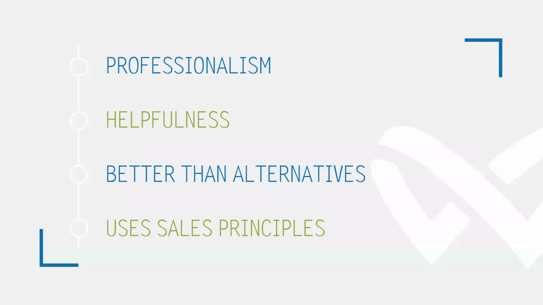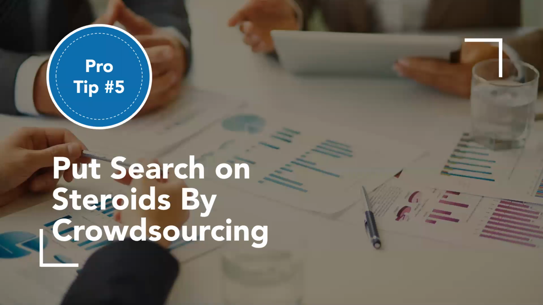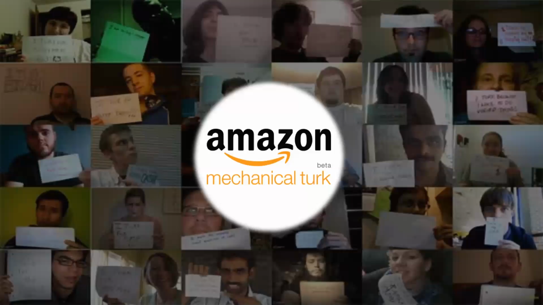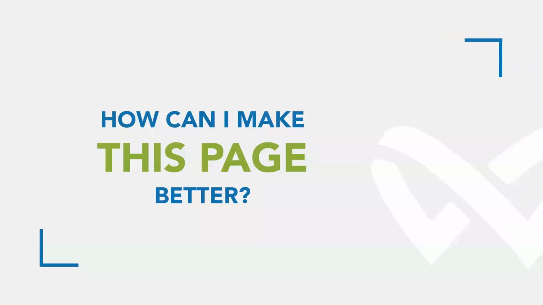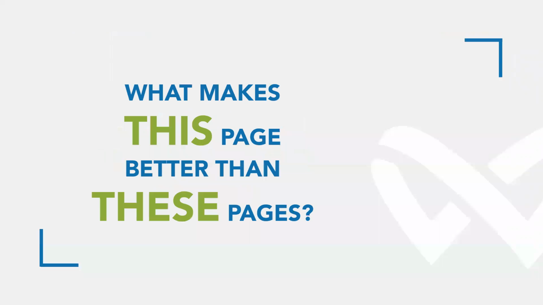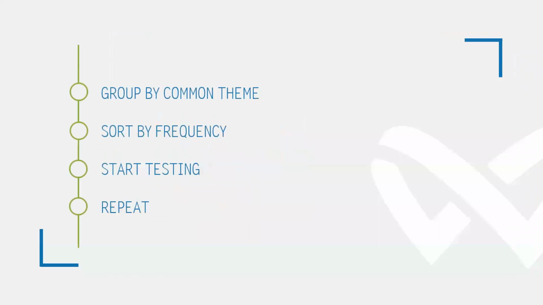One of our favorite things to do here at Wiedemann Consulting is using crowdsourcing. We'll go to Mechanical Turk and ask 1,000 users, or maybe even 500 users, for 5 cents each to look at a page and answer some simple questions like, how can I make this page better? Or what makes this page better than this page? You don't have to tell them which one's yours and which one's the competitor's. You take all that data, group it by common theme, sort it by the ones mentioned the most by frequency, and then you start testing.